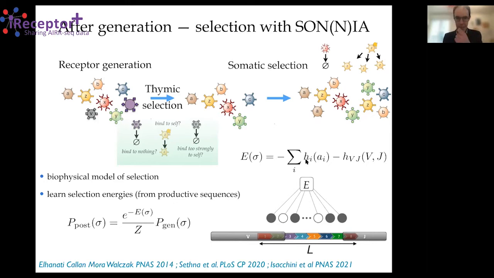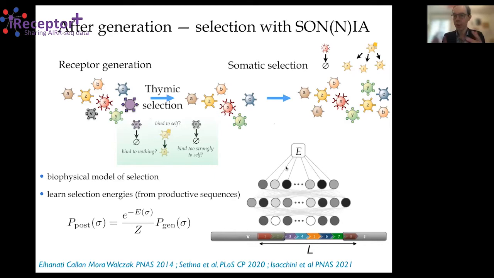So that's the first model that we propose. The fact that it's an additive model is motivated by biophysical considerations, but you can actually go beyond that. Instead of just having a simple additive model, you can also replace this by a deep artificial neural network to possibly account for more complex interactions between amino acids. And so, once you've done that, the name of the game is to actually learn the parameters of those models, so the different weights here, from the data on productive sequences from the repertoires.